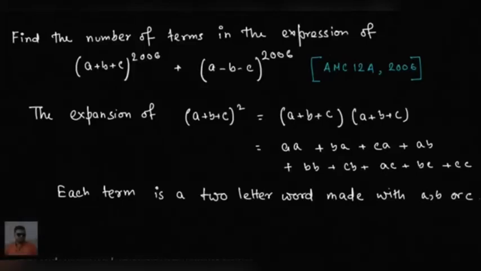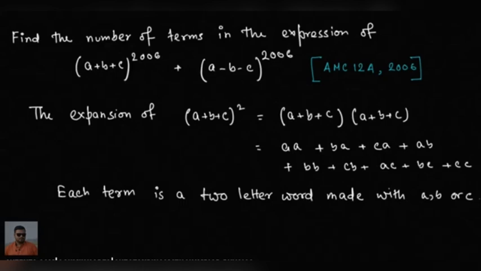So let's see this combinatorics problem from AMC 12A 2006. This is problem number 24. It is asking us to find the number of terms in the expansion of (a + b + c)^2006 + (a - b - c)^2006. So this involves the concept of the multinomial theorem or multinomial expansion.